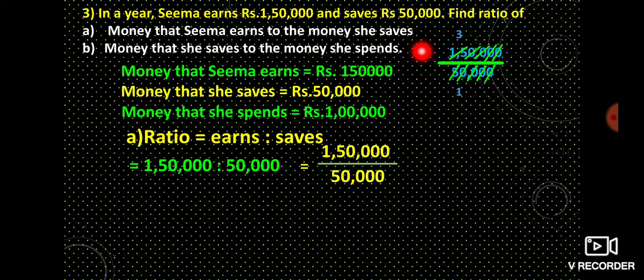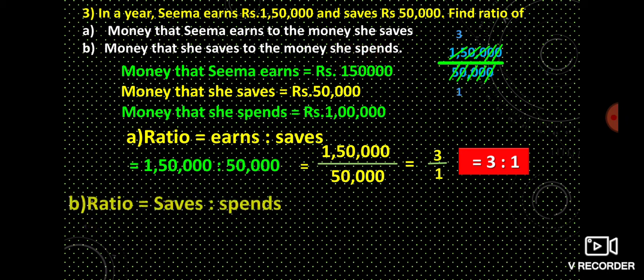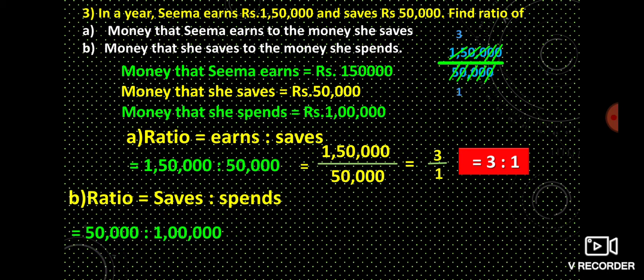40 should be cancelled. 15 by 3. In 15, 3 times 5. In 5, 1 times 5. Then 3 by 1. 3 by 1 is 3 is to 1. Then B question. Money that she saves is 50,000. Spend is 1 lakh rupees. Then 50,000 is to 1 lakh.